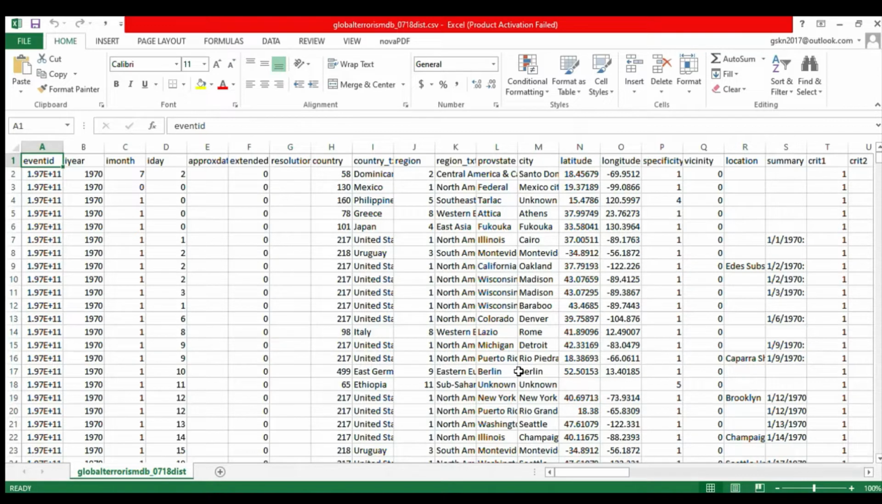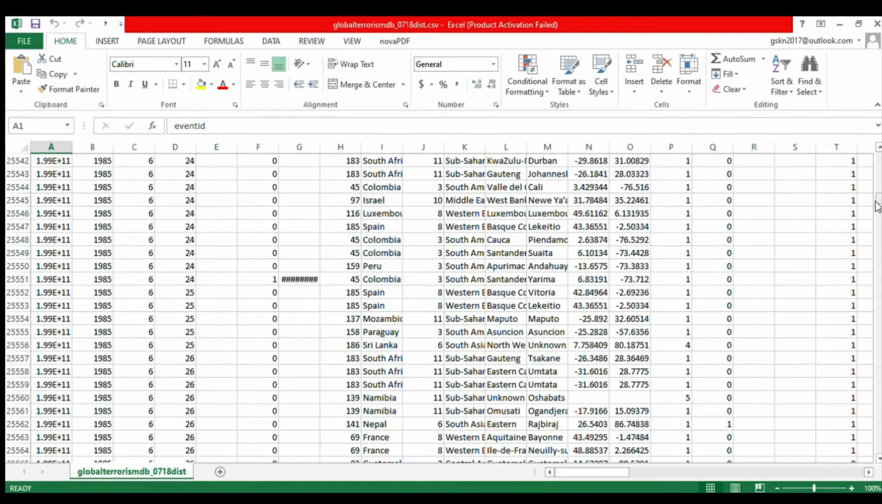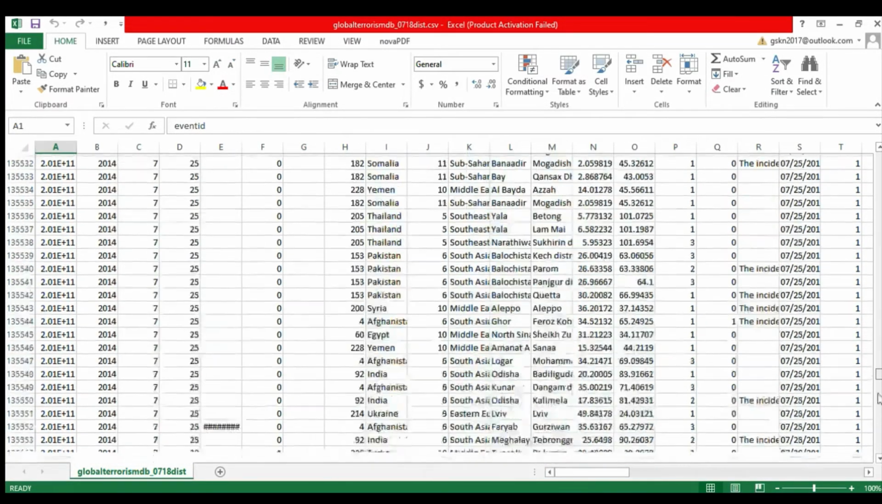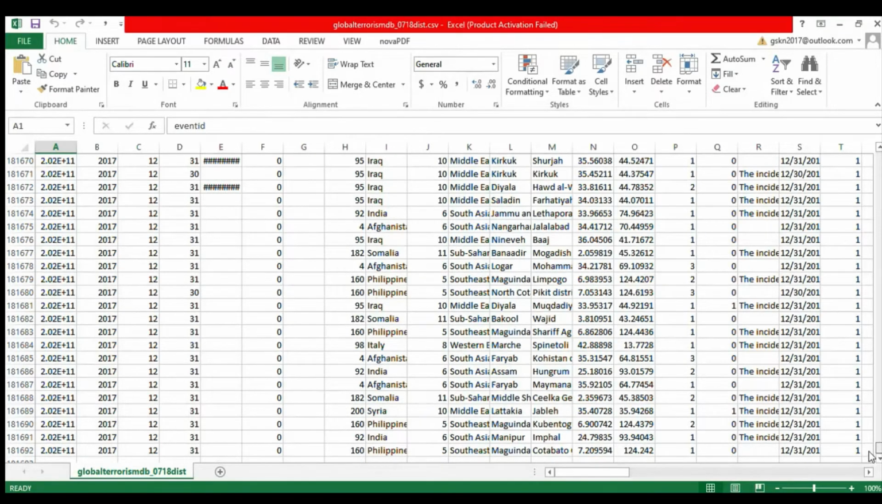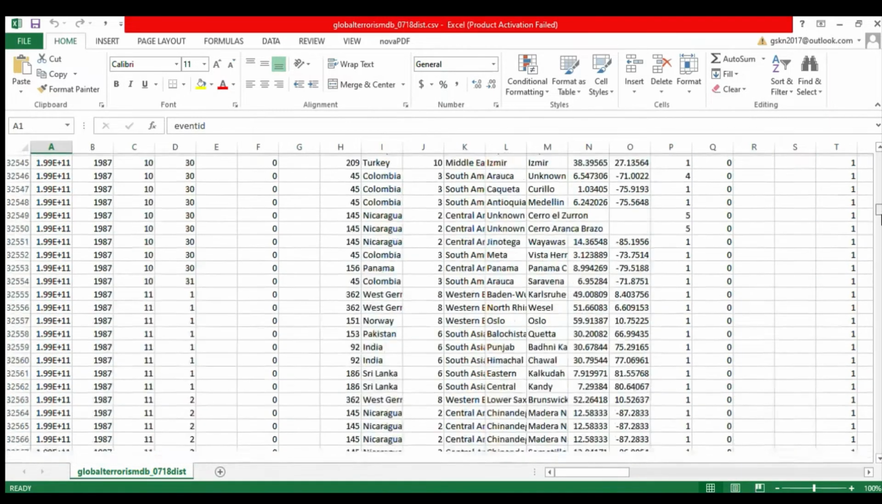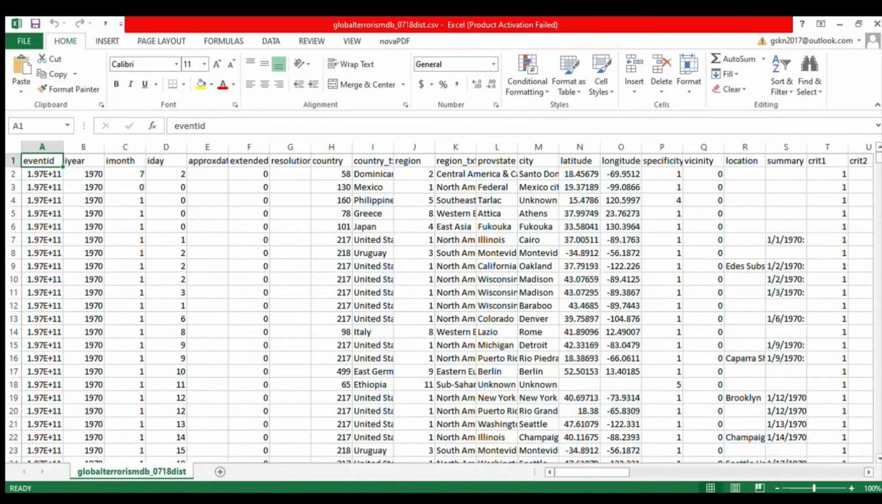I've been given the task of doing the exploratory data analysis of the Global Terrorism dataset, and this is the raw data file which I've been provided with. As we can see, it consists of 1,81,000 rows, and the task is to get meaningful insights out of this data, and for that purpose I have used Tableau. So let's quickly switch on to Tableau.